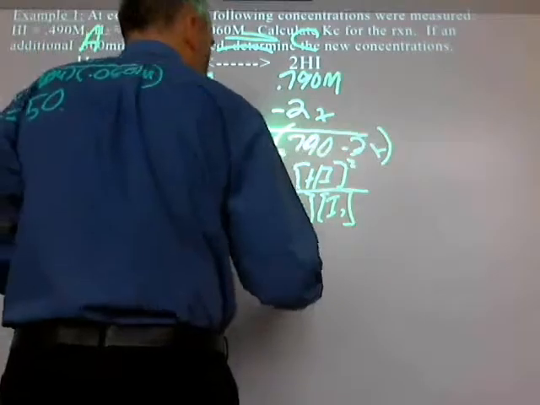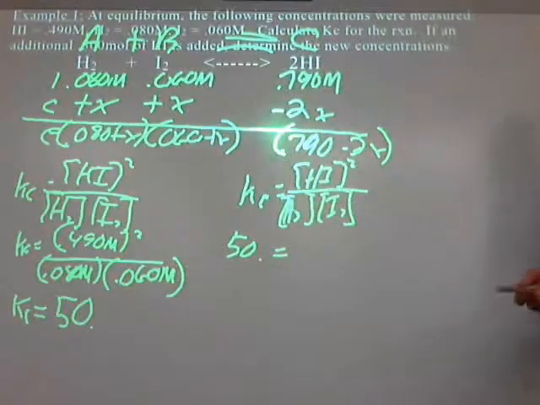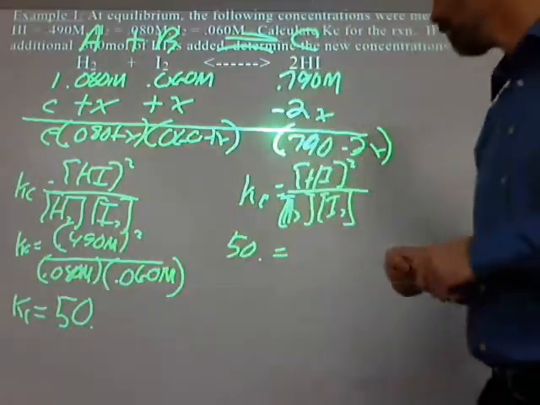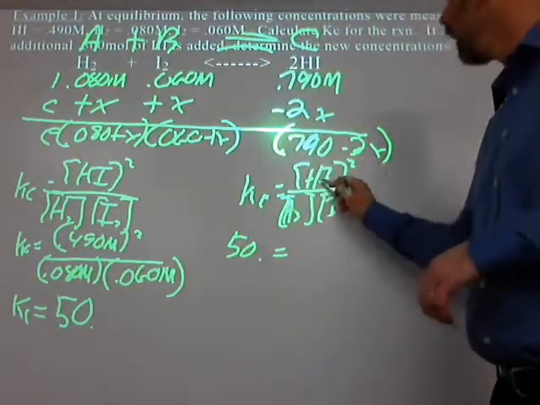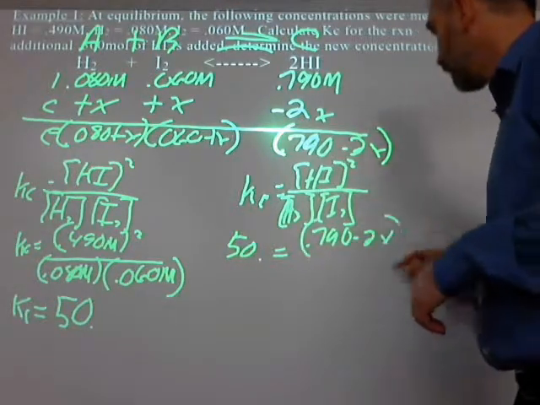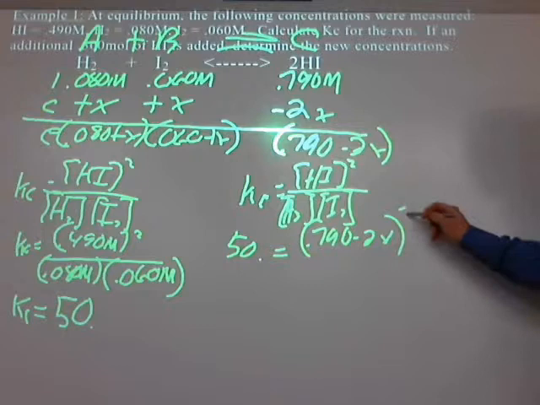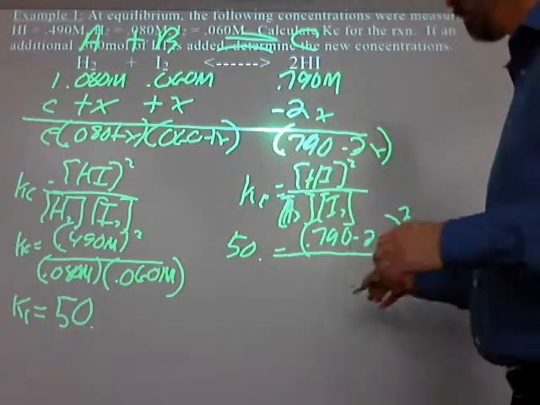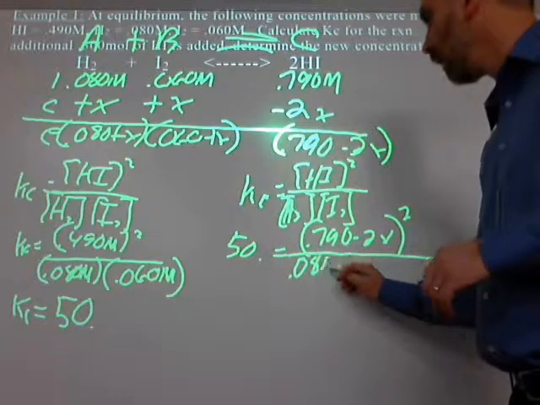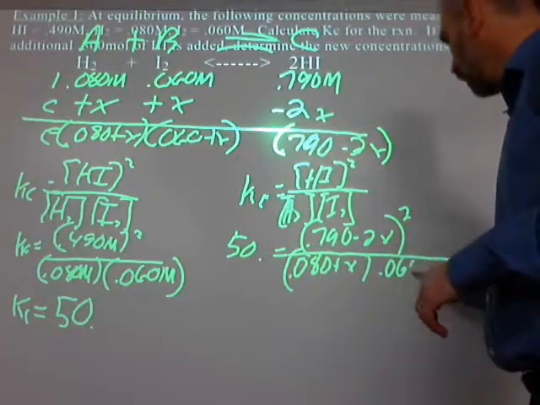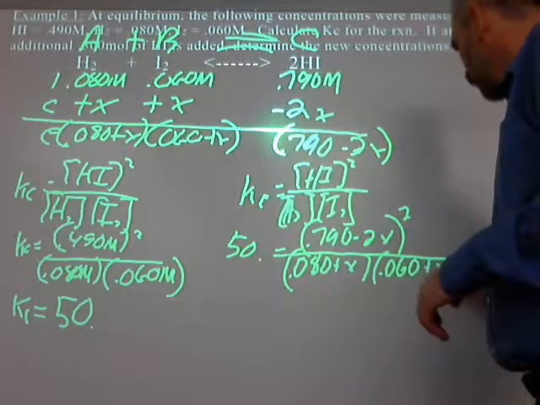Equals [H2]. By the way, 50 was correct for the units, too. You notice why I had no units? Because it was molar squared over molar squared, which is no units. All right, equals [HI]. HI concentration is 0.790 minus 2x, squared, that binomial. And then I've got another binomial down here, 0.080 plus x and 0.060 plus x.